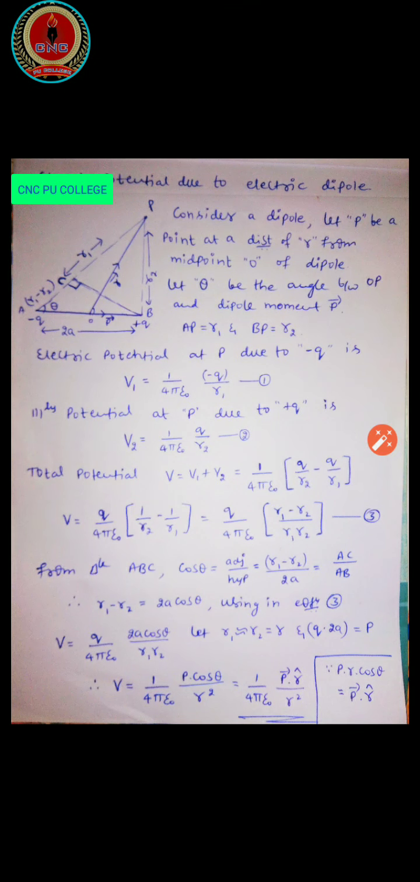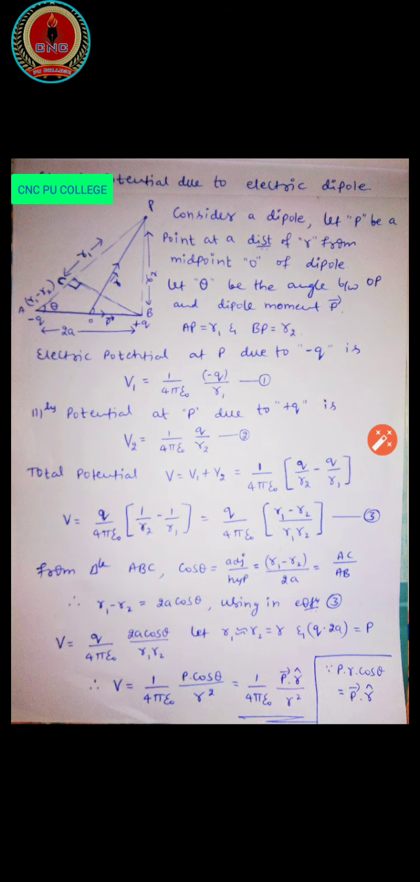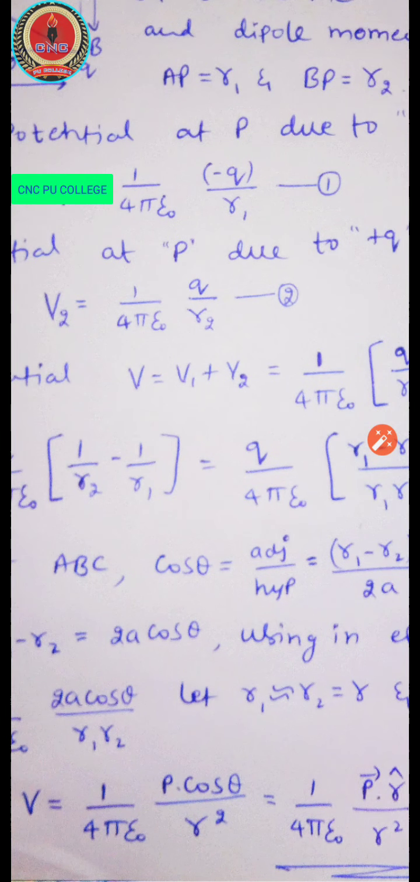So observe carefully in this equation. r1 is approximately equal to r2, that is equal to r, so the denominator will become r squared. And we have that Q and 2a, which is replaced by dipole moment p. So the equation reduces to V is equal to 1 by 4 pi epsilon naught into p cos theta by r squared. Observe the numerator term p cos theta.